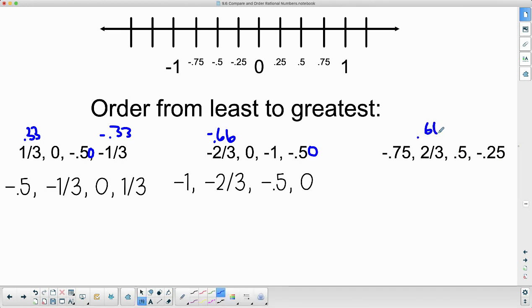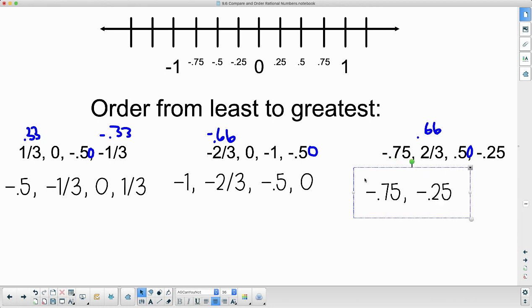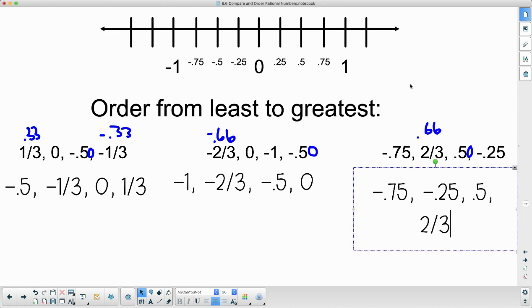Last problem today, we have negative 0.75, 2/3, which is like 0.66. We have 0.5, which is like 0.50, and a negative 0.25. Thinking about them in decimals just kind of makes them easier to compare if you think about them like money. So the least amount of money we would have is negative 75 cents. Then we would have negative 25 cents. Then we would have 50 on the positive side, 0.5, 50 cents on the positive side. And we would end with 2/3 or 0.66.